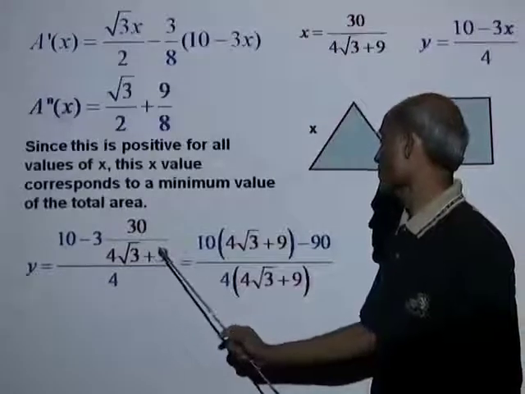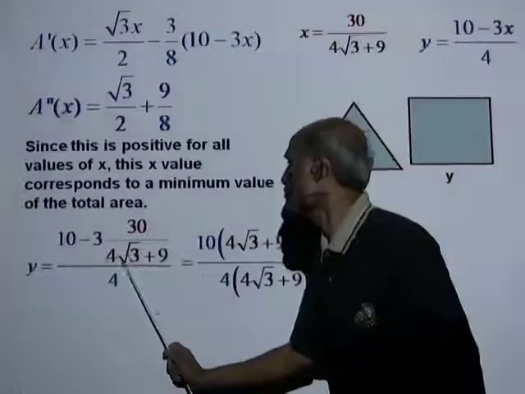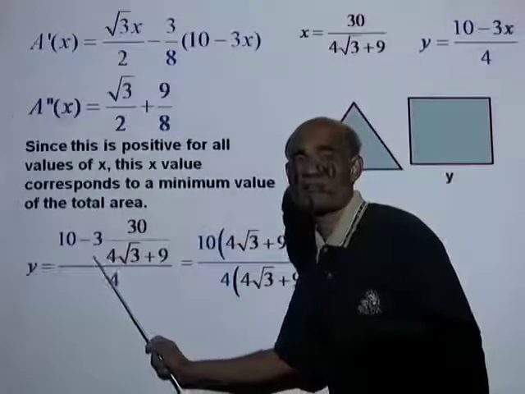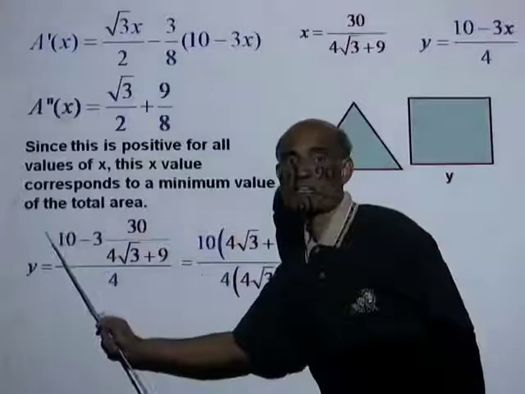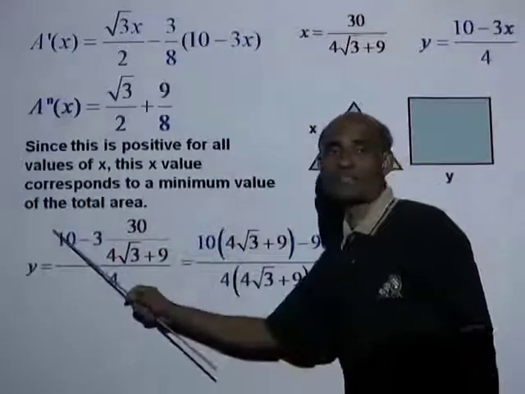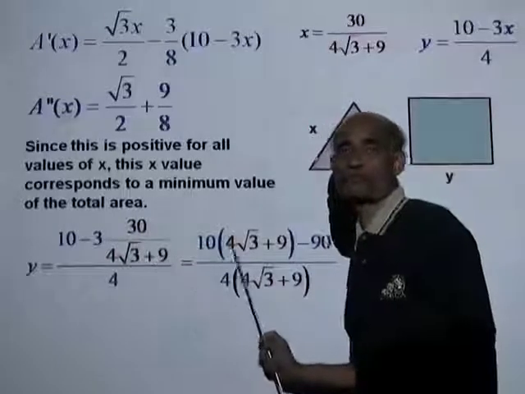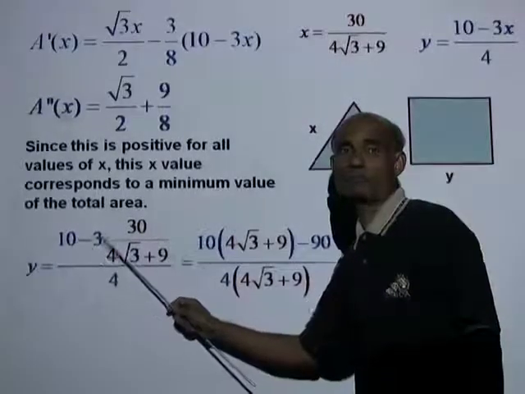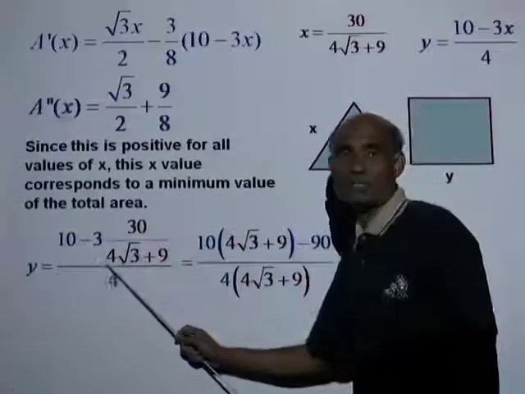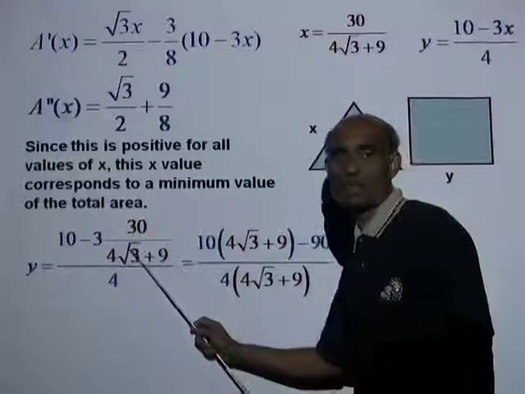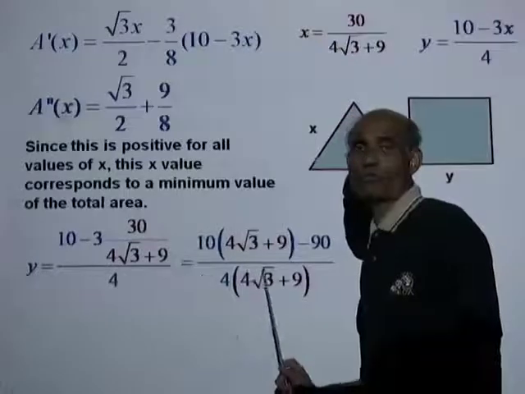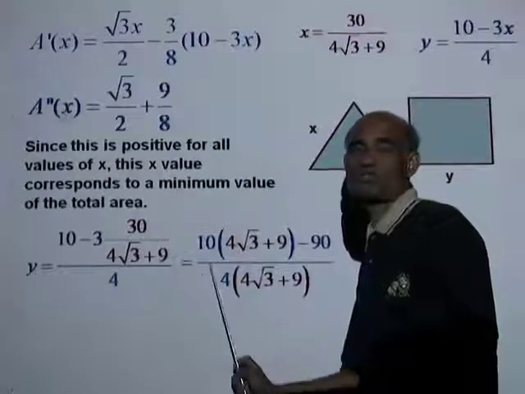Well, you can take this as the common denominator, 4 square root 3 plus 9. And when you do that, 10 will multiply with that. So on the numerator you have 10 times 4 square root 3 plus 9, minus 3 times 30, which is 90. That's the numerator. And the denominator will get multiplied by this 4, so that will be 4 times 4 square root 3 plus 9. I hope you understand that simplification.